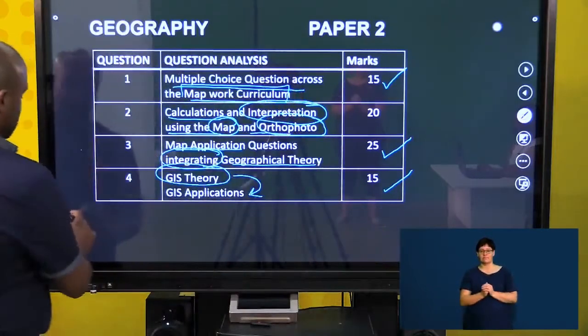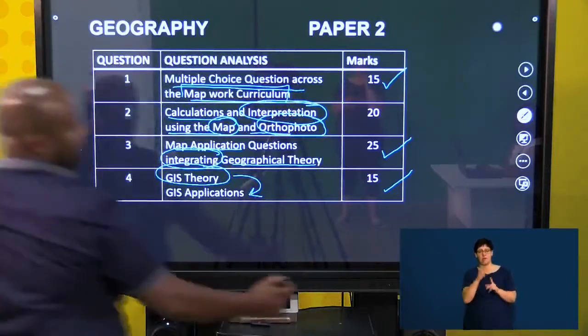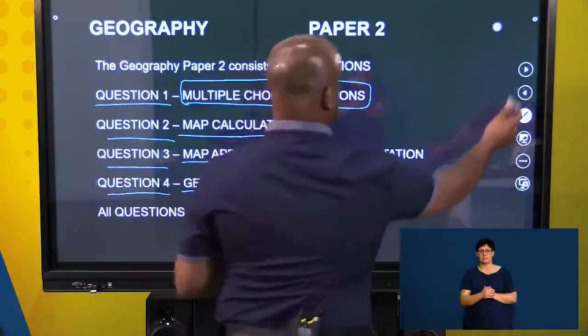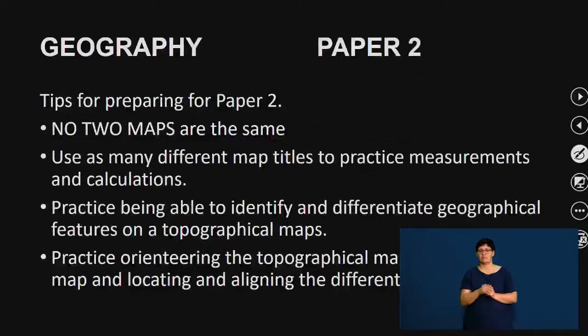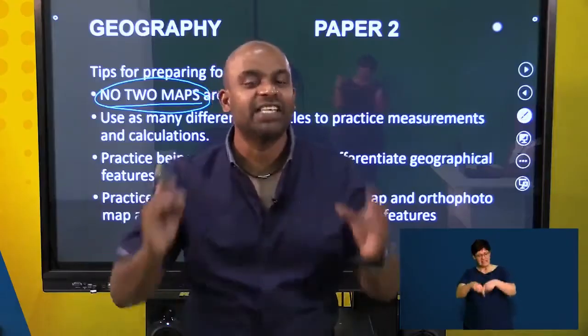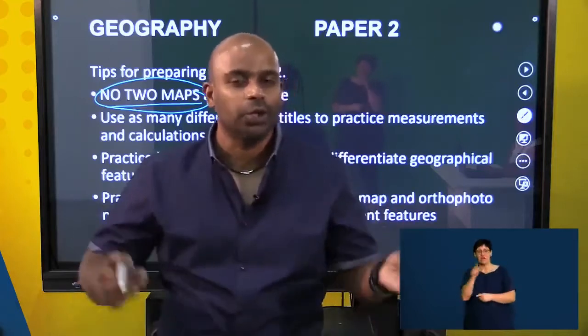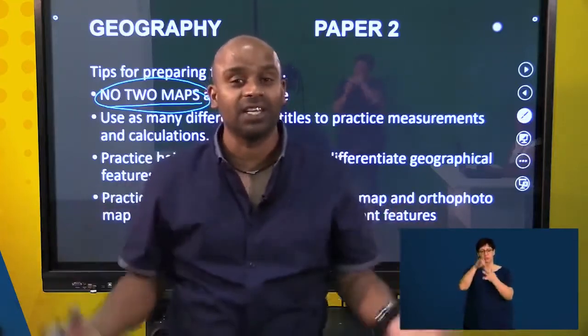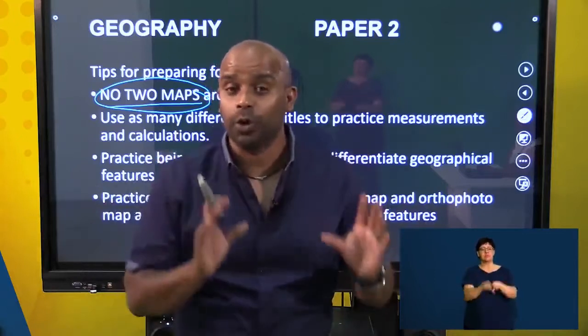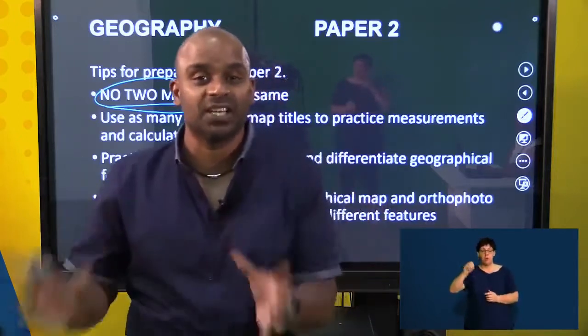In this examination, note the following, that there are no 2 maps that are the same. Each titled map is different from the next. That means that each examination is unique. You will get different maps year after year. A topographical map of a location in South Africa.